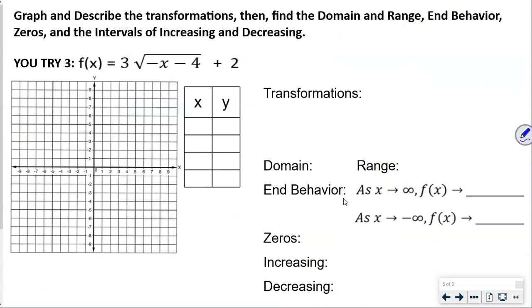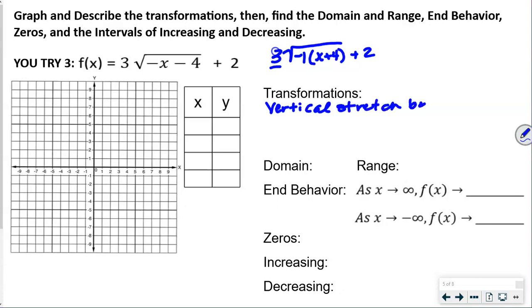Okay, so now I'm going to show you guys what you should have done with this first. The first thing we should have done is factor out a -1, which would have given us x plus 4 there, and then plus 2. So now we're going to talk about our transformations again. Let's talk about this 3 first. That 3 means what? It's a vertical stretch by a factor of 3, right?